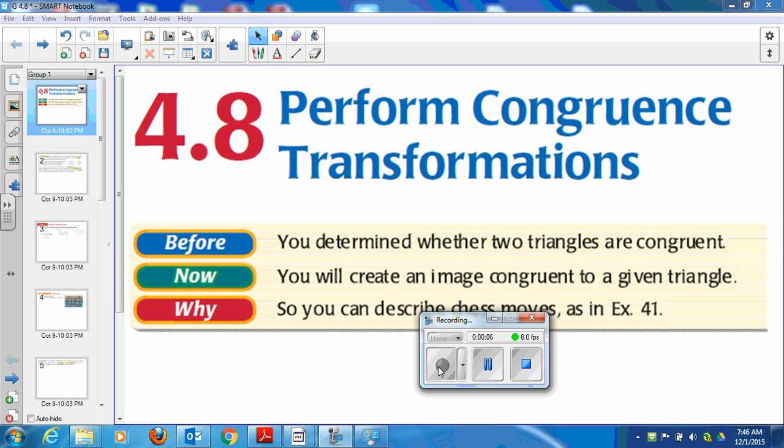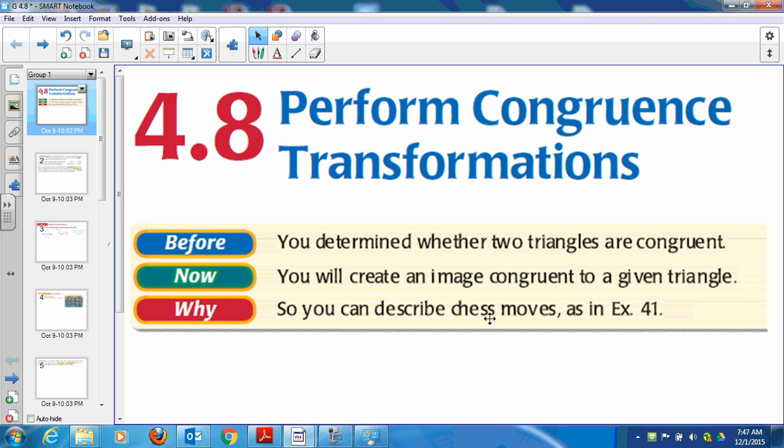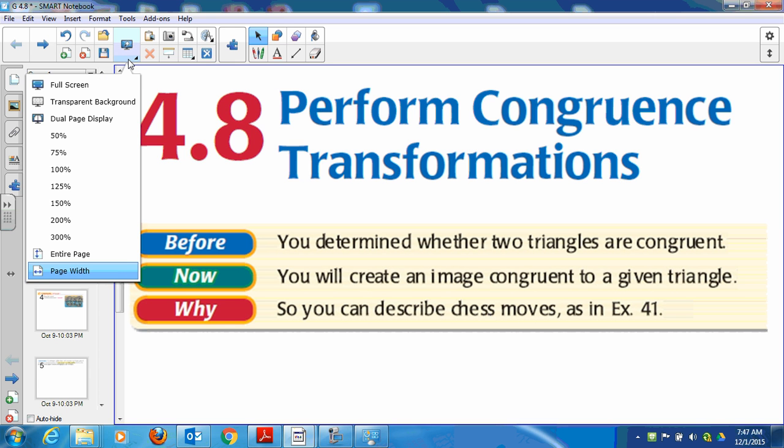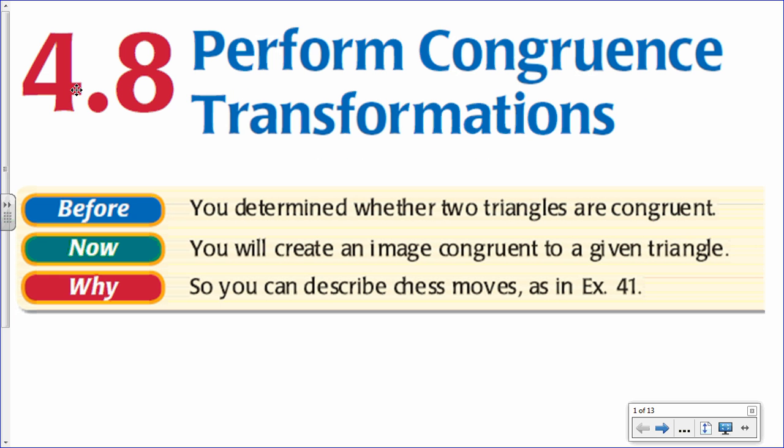We got 4.8 for our notes, perform congruence transformations. The section's pretty nice. It's pretty much straight review of chapter 9, so it should go pretty fast, but still put everything in your notes that I ask you to, and it should go pretty good for you. And if you need something paused, just raise your hand. If not, I'm just going to keep on going here.